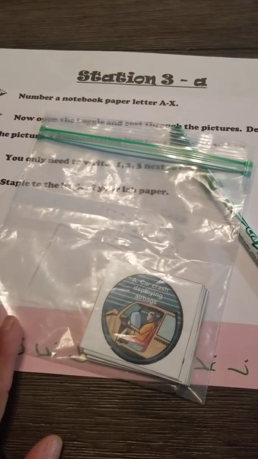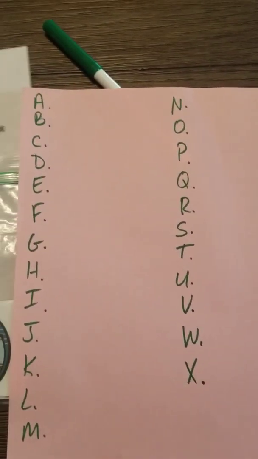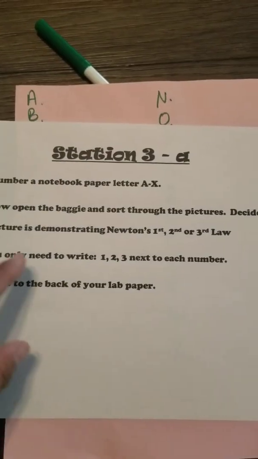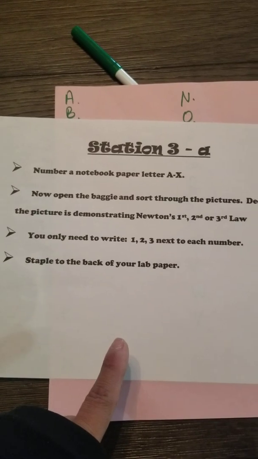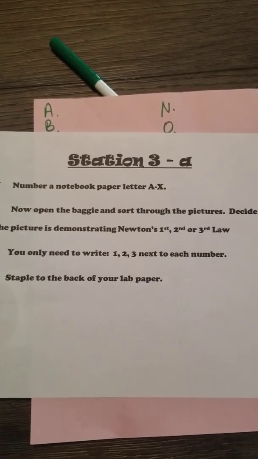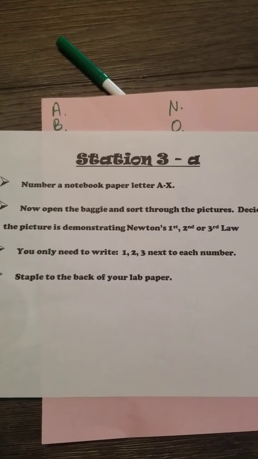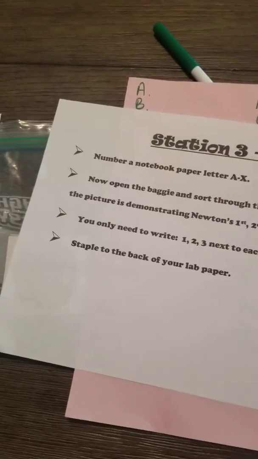Station 3, it has some cards. It says on a piece of paper, label it A through X. So I labeled it A through X. Now open the baggie, it says, and sort the pictures. Decide if the pictures are demonstrating Newton's first, second, or third law. You only need to write a 1, 2, or 3 next to it, and then staple it to the back of your lab paper. So it is due as an attachment.